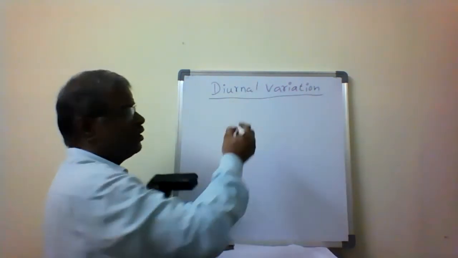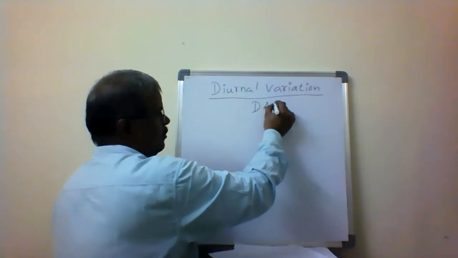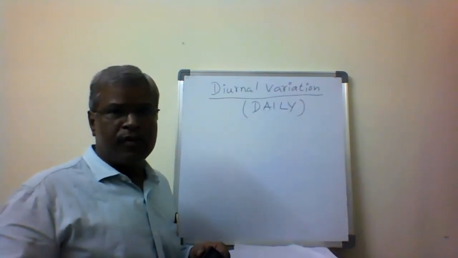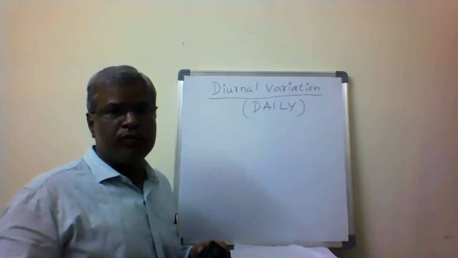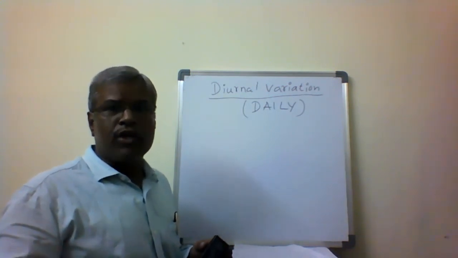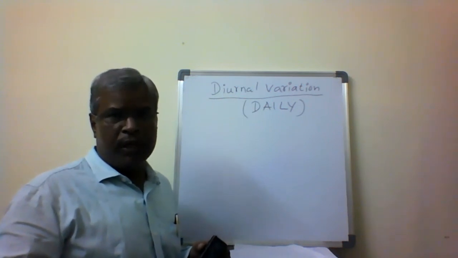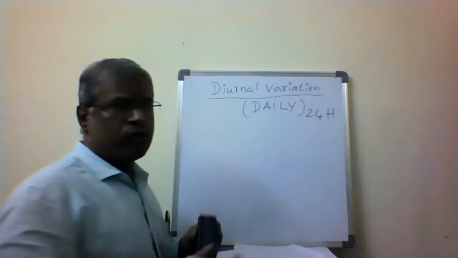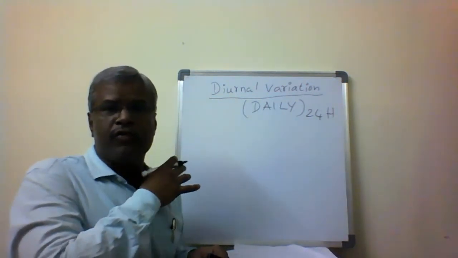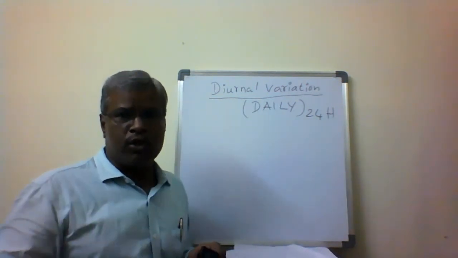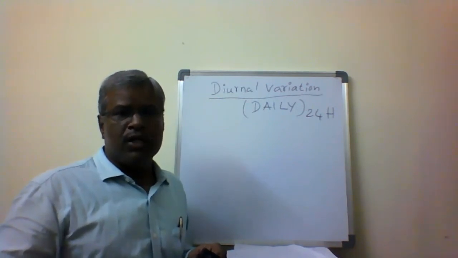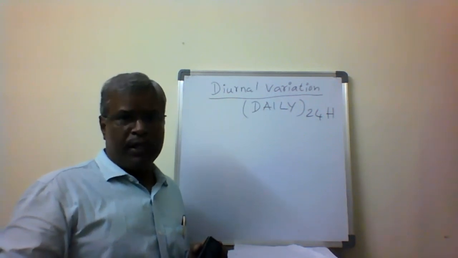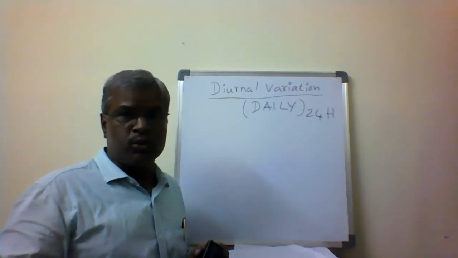Diurnal variation, or daily variation, is going to vary within 24 hours. Every 24 hours, the variation of the declination is going to occur. So daily means 24 hours. This is also due to the rotation of the earth on its own axis.